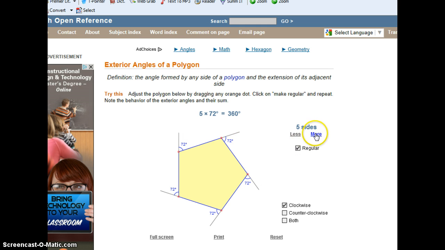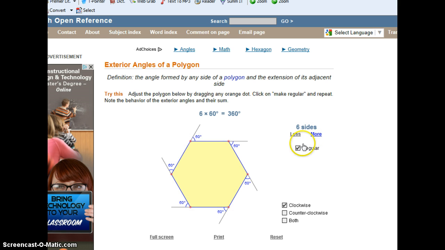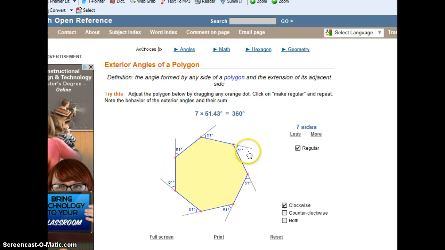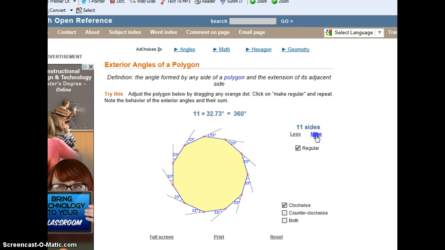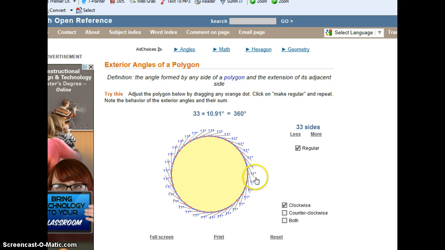If we add more sides, notice my sum doesn't change. It's still 360. If I add more sides, my sum doesn't change. It's still 360. And if I keep going, if you look at what's happening to the shape as I add more sides, it looks like it's getting closer and closer to being a circle. Keep going forever, and it's going to get even closer and closer to a circle.